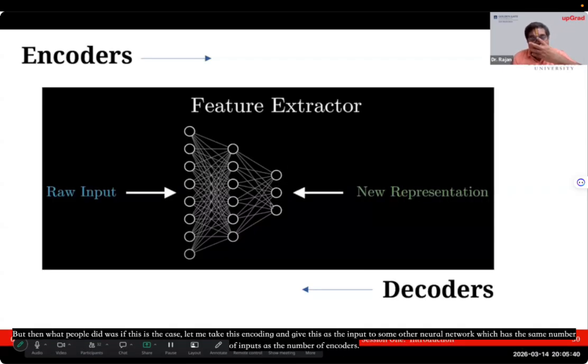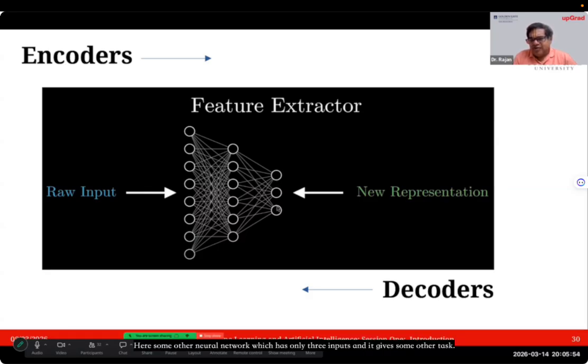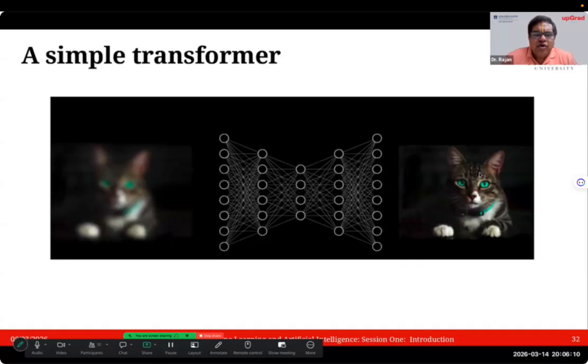But then what people did was, okay, if this is the case, let me take this encoding and give it as the input to some other neural network which has the same number of inputs as the number of encoders here. Some other neural network which has only 3 inputs and does some other task. If I give this as input, what will it do? When they started asking these questions, remarkable things started happening. We could have transformers.